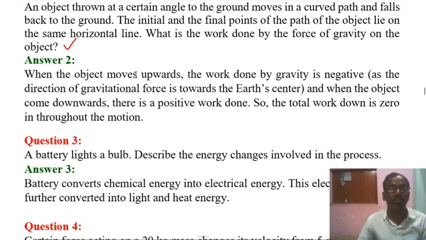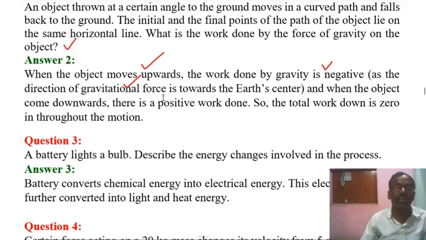When the object moves upward, the work done by gravity is negative, as the direction of gravitational force is towards the earth's center. When the object comes downward, there is a positive work done. So the total work done is 0 throughout the motion. Hope that there is no problem to understand the answer of the question.